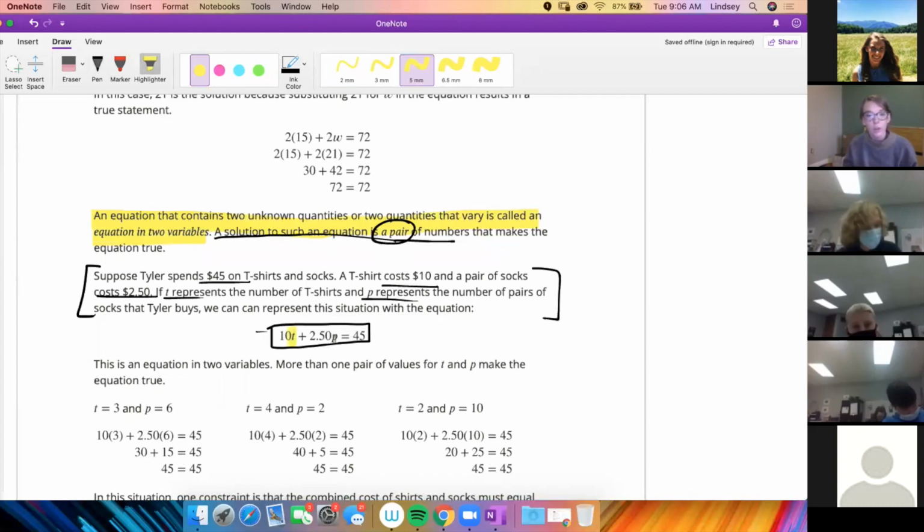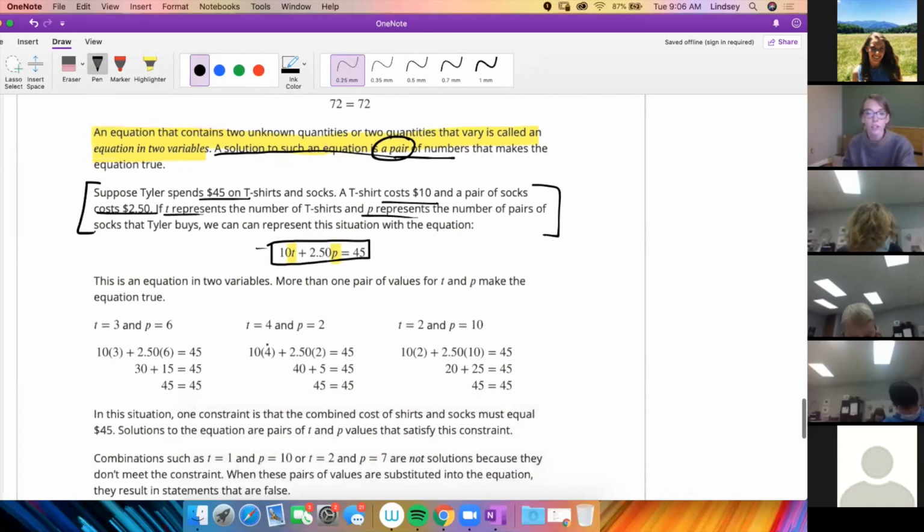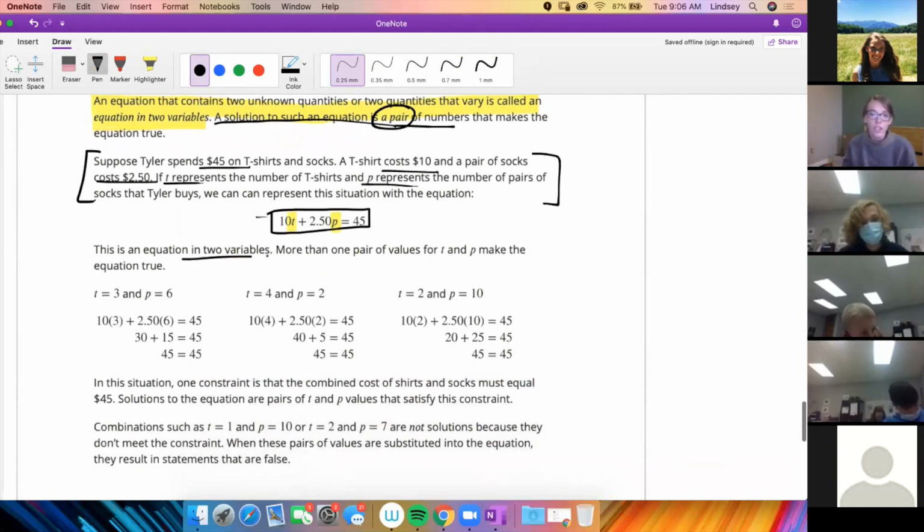Okay, so we don't know what T equals and we don't know what P equals, but we know there's going to be a pair of solutions because we have to know those values. So this is an equation in two variables, and then it goes through and shows you all of the different pairs of solutions that could make this equation true. Y'all see that?